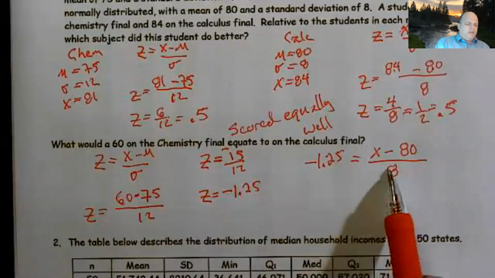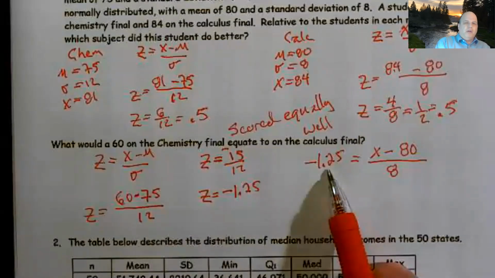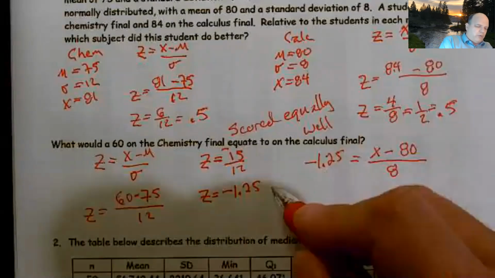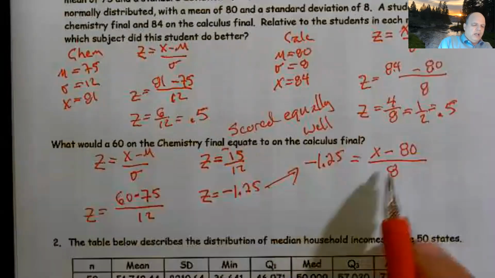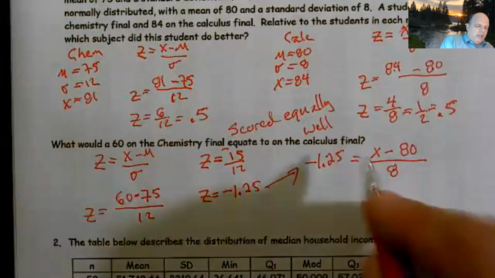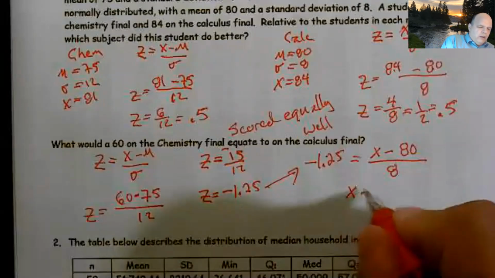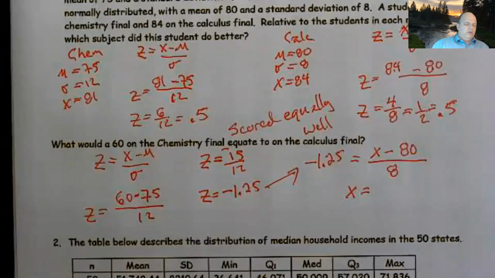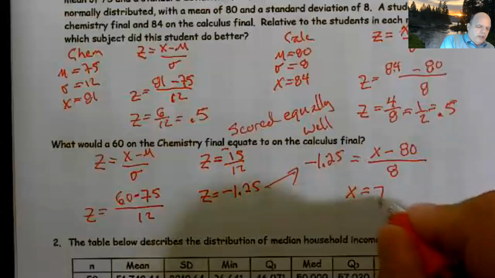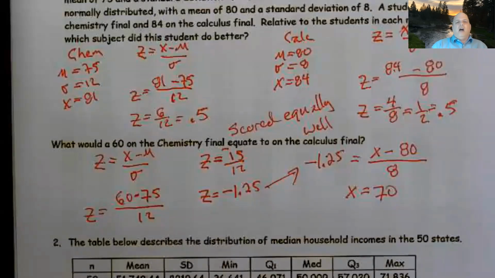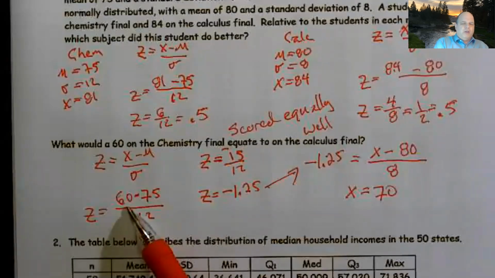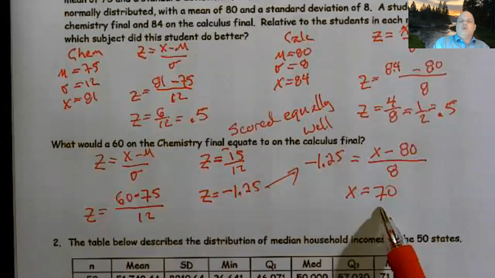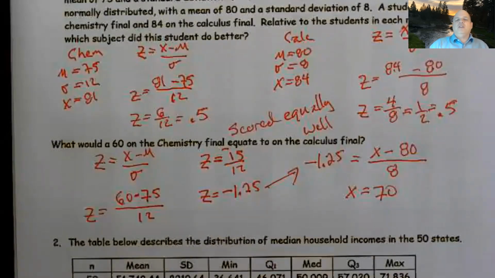So I go 8 times the negative 1.25, the z-score that came straight from here. And then I add 80 to it, and I get x equals 70. So as it turns out, a 60 on the chemistry final is equivalent to scoring a 70 on the calculus final relative to the other students in the class.